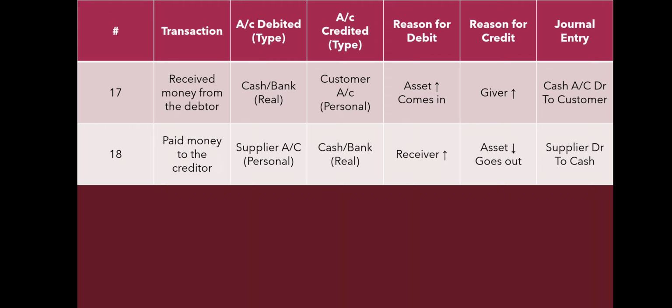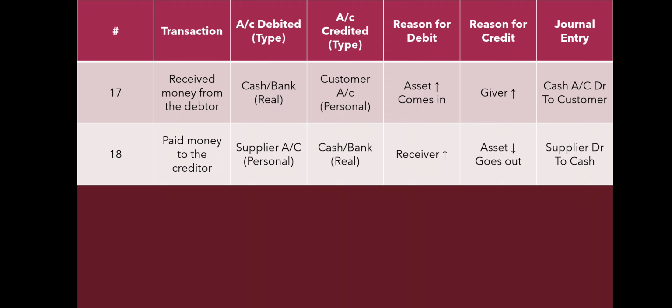So here you received money from the debtor. In the previous example we had seen that you sold the goods on credit, so you had not received the money, but now you are receiving that money. So who is the giver? Your customer. Whoever paid, he will be the giver, therefore his account will be credited. And what is coming in the business? Cash is coming in, so cash account will be debited. So your journal entry will be cash account debit to customer account.